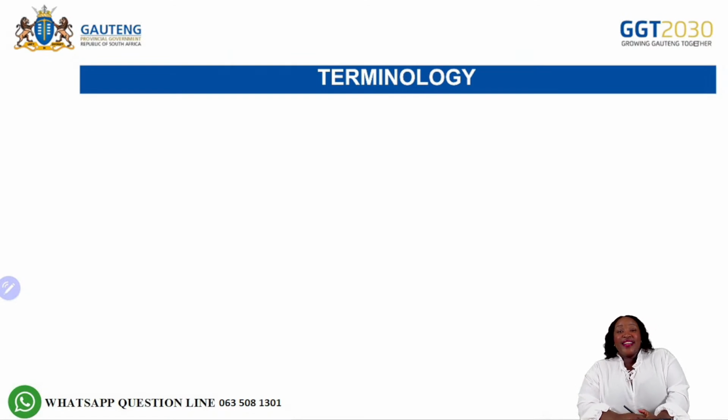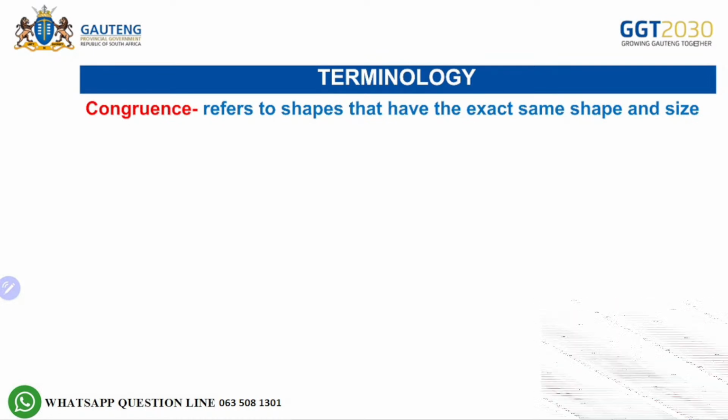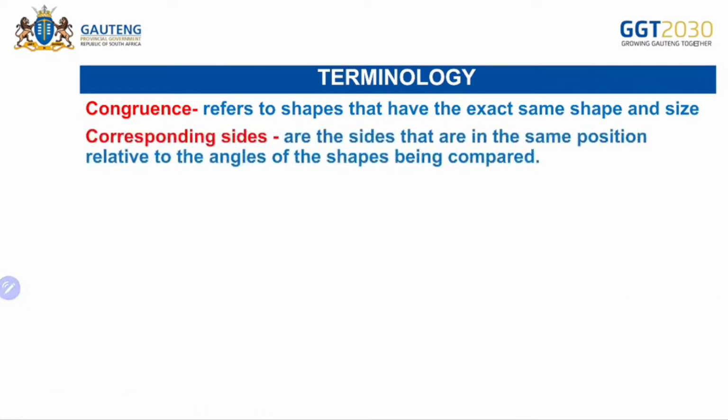All right, now let's talk about the concepts associated with today's lesson, one of them being congruence, right? So the term congruence refers to shapes that have the exact same shape as well as size. It must both be there, right? We are looking at their shape and their size, okay?